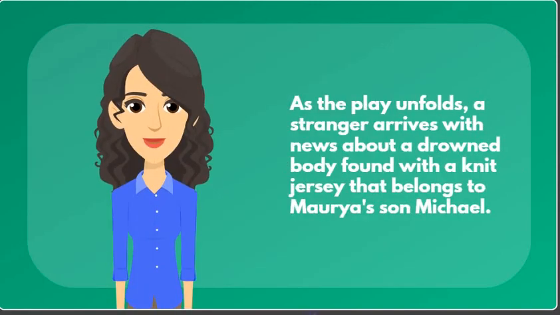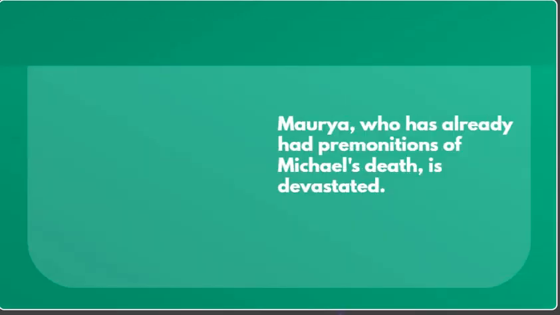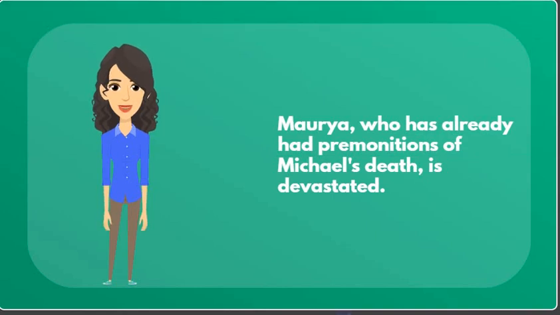As the play unfolds, a stranger arrives with news about a drowned body found with a knit jersey that belongs to Moria's son Michael. Moria, who has already had premonitions of Michael's death, is devastated.